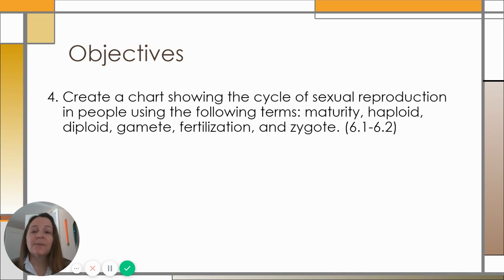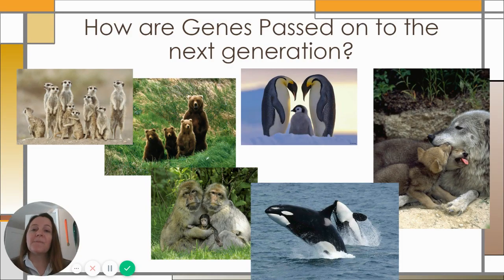We're going to discuss the terms haploid and diploid, gametes, fertilization, and zygotes. Some of this may feel a little bit like health class, but it's important to understand exactly what's going on in order to pass the genes from one generation to the next. Pause the video and answer the Wiser Me question, the discussion about how genes are passed on to the next generation.